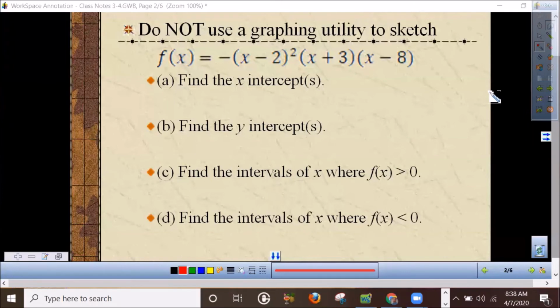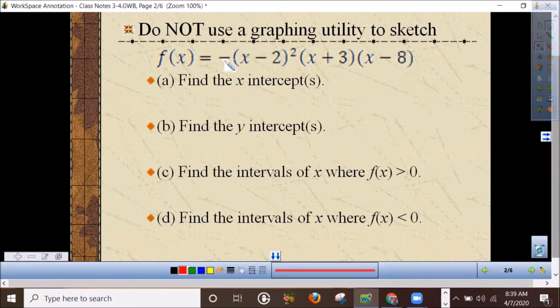Let's look at this example where we can use some of these concepts to analyze this function. The function is negative quantity x minus 2 squared times quantity x plus 3 times quantity x minus 8. And our first job is to find the x-intercept. Well, how many of these x-intercepts should there be?